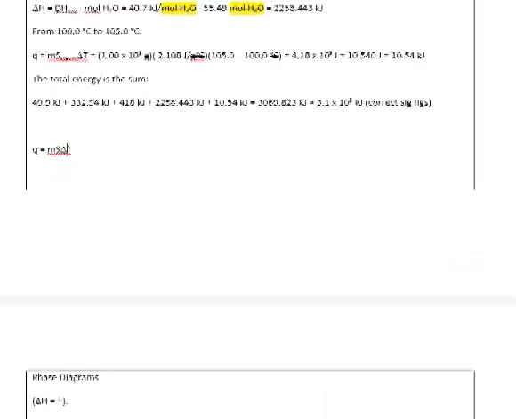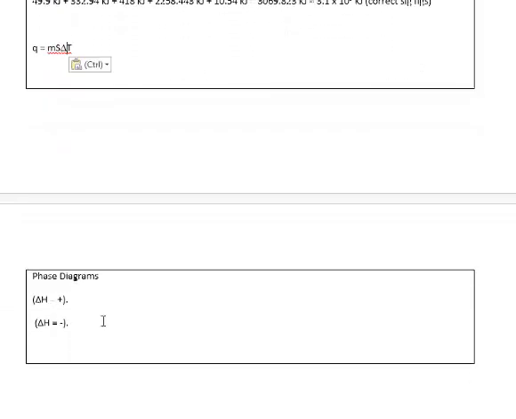So, alright, let's look at phase diagrams, and this is the last part of it. Delta H is positive, delta H is negative.